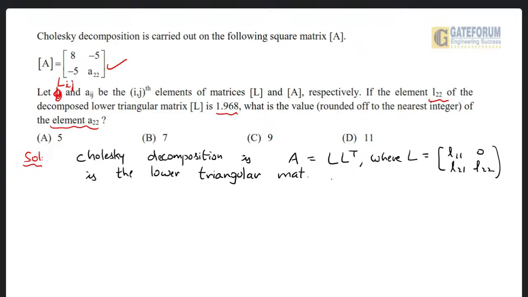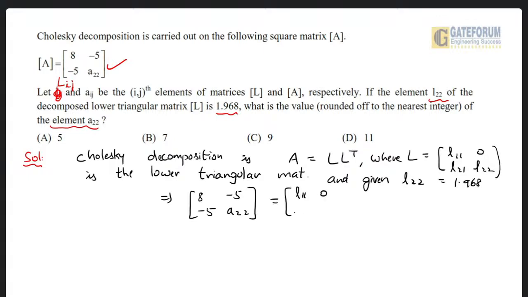And given L22 is equal to 1.968. So the A matrix is already given: 8, minus 5, minus 5, a22, a symmetric matrix, is equal to L11, 0, L21, L22 multiplied by L transpose, the upper triangular matrix, L11, L21, 0, L22. So this is matrix multiplication on the right side. First row, first column gives L11 square.